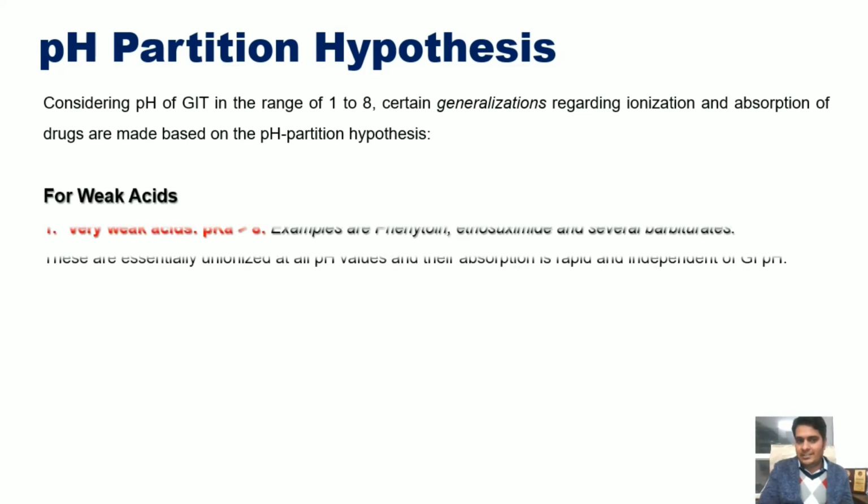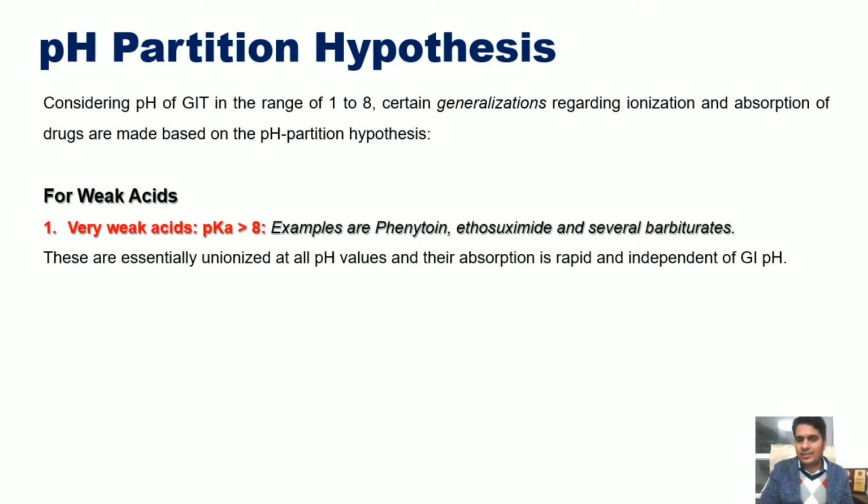For weak acids, if the drug is a very weak acid, its pK value will be more than 8. Examples of such acids are phenytoin, ethosuximide, and several barbiturates. Such drugs are essentially unionized at all pH conditions of the gastrointestinal tract, and their absorption is rapid and independent of gastrointestinal pH. This is true in the case of weak acids, as we have already discussed.